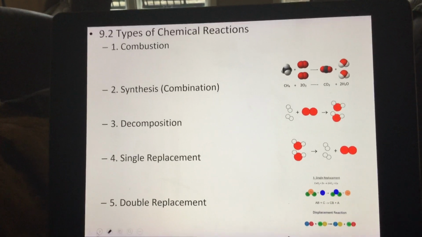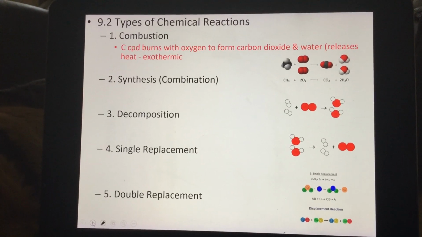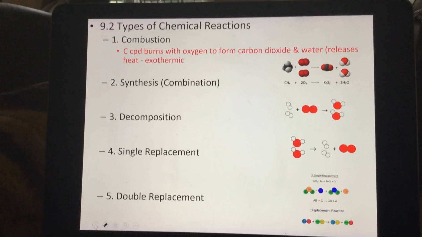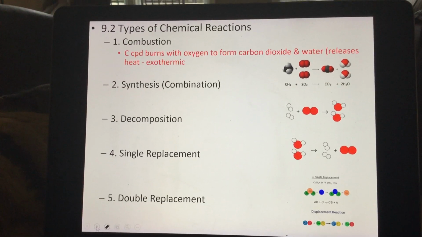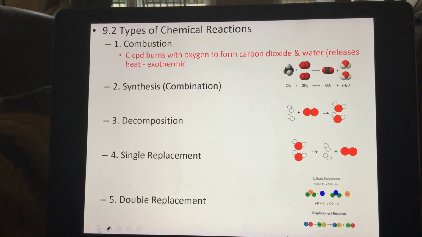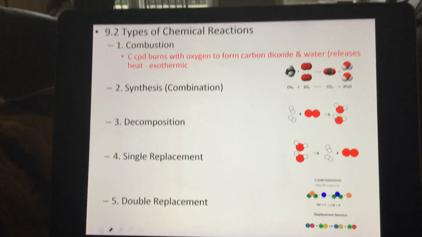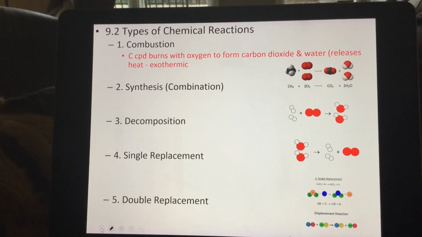So our first reaction is a combustion reaction. A combustion reaction is where we have a carbon compound that burns with oxygen. That's going to form carbon dioxide and water. It also releases a lot of heat, which is an exothermic reaction.